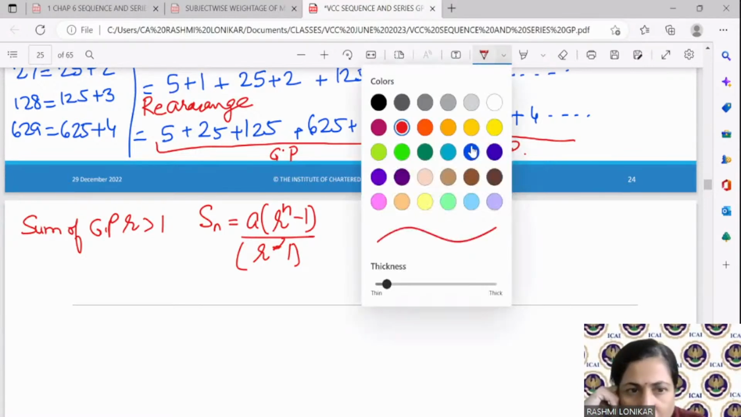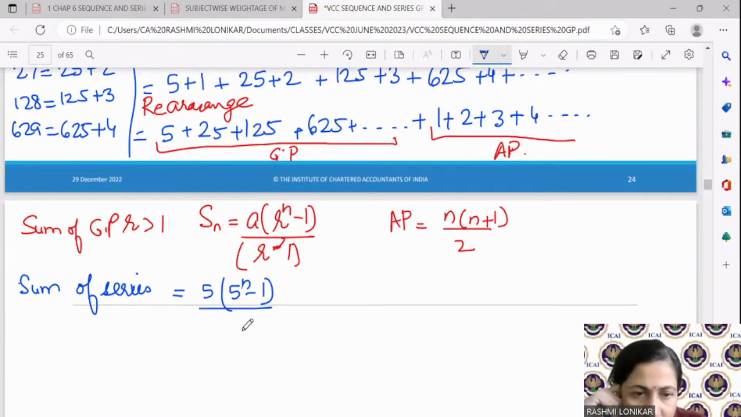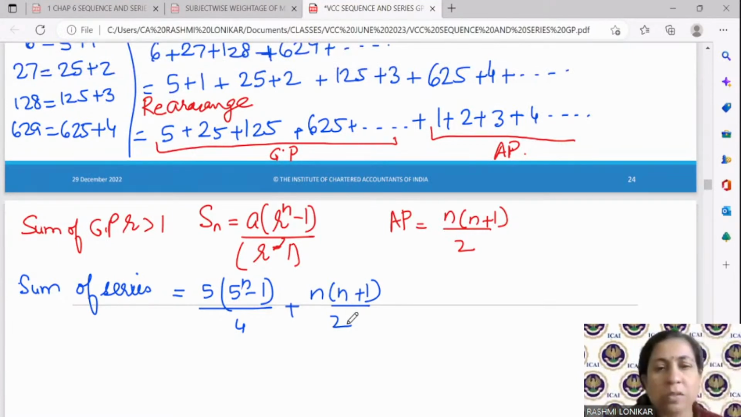So what is the value of A? A is 5. So the sum of the series is given by 5(5 raised to n minus 1) upon 5 minus 1, which is 4, plus n into n plus 1 upon 2. Okay. So this will be the answer. So here you are able to just rearrange and get the answer.